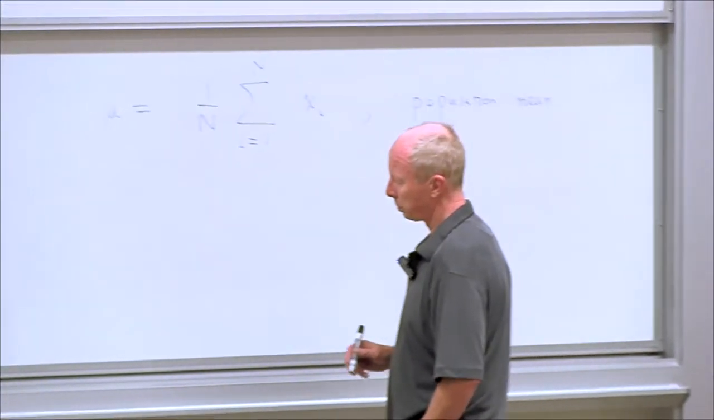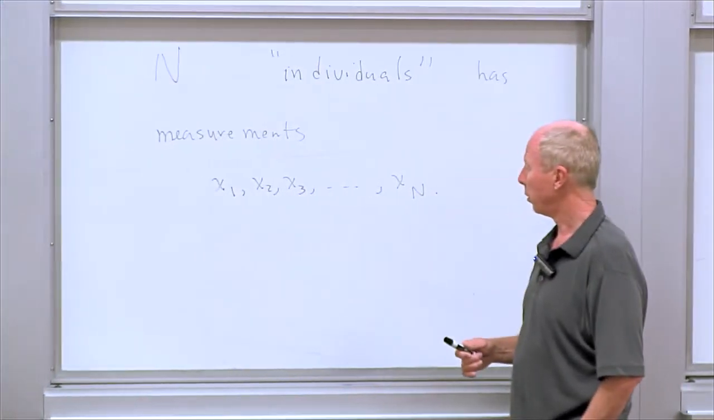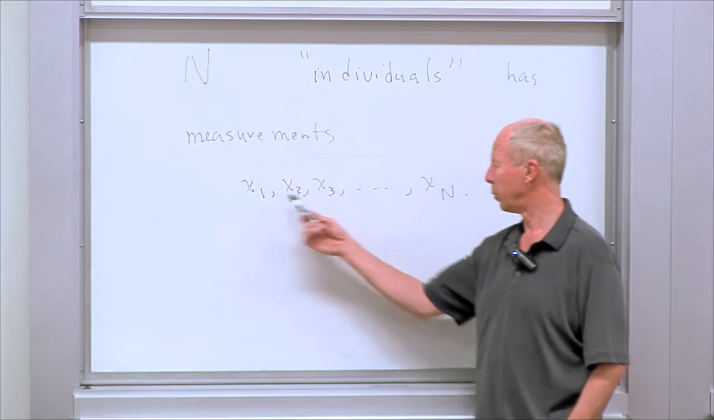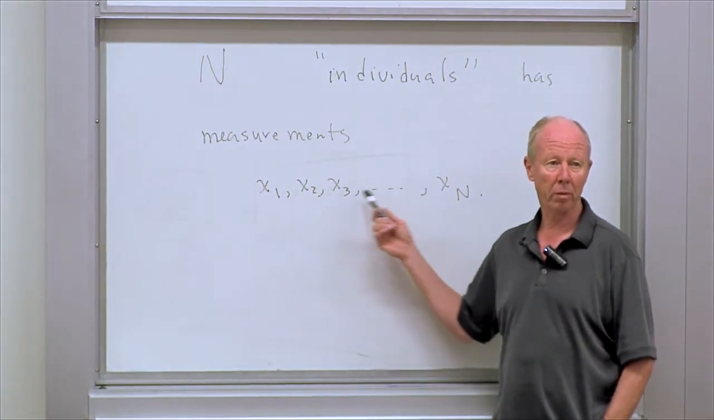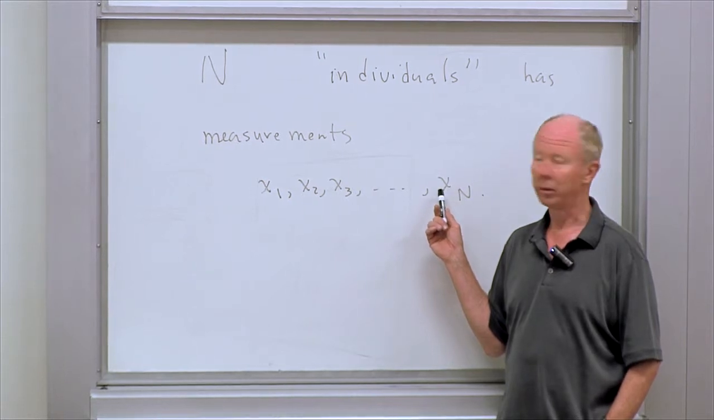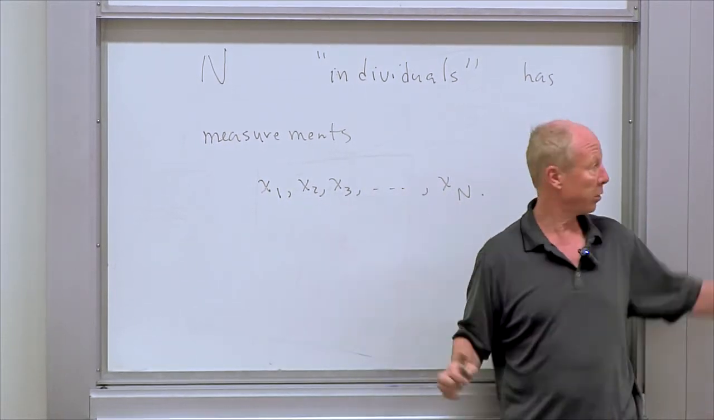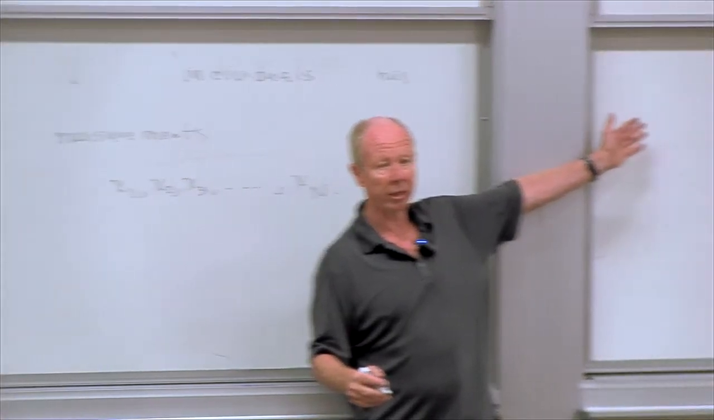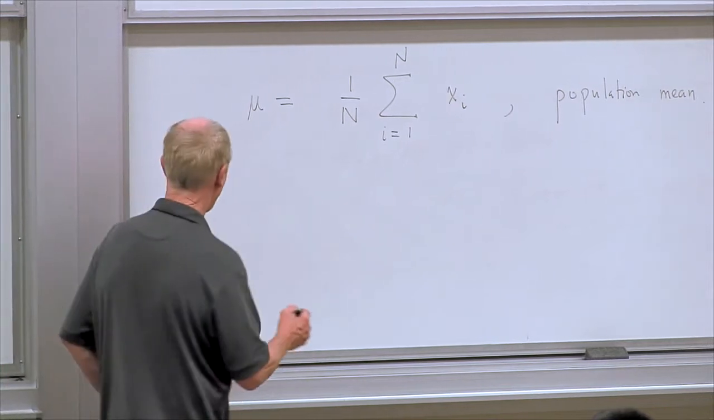In the example about whether these people are in favor of candidate A or not, remember one showed up every time the individual was in favor of candidate A, zero when they were not. This then would be the proportion of the population that's in favor of candidate A. So that's called the dichotomous case.